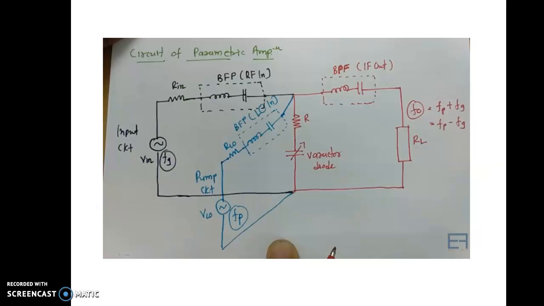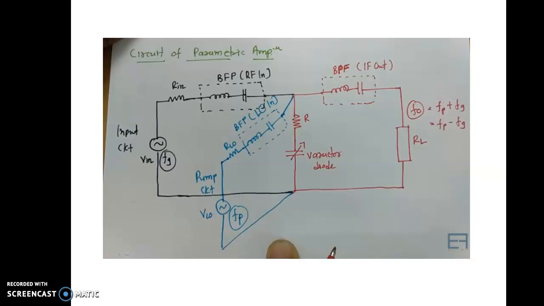This is a circuit of a parametric amplifier, where the input is AC with frequency Fg, Rin is the input resistance, and there is a band pass filter. This is the intermediate frequency band pass filter, and the RF band pass filter, which is an inductance in series with a capacitance. We have a pump circuit with frequency Fp, and RLO is the local oscillator, and VCO is the voltage of the local oscillator. The band pass filter of the local oscillator is an inductance in series with a capacitance, connected to the output of the RF circuit, and the output of this pump circuit is connected to a varactor diode.